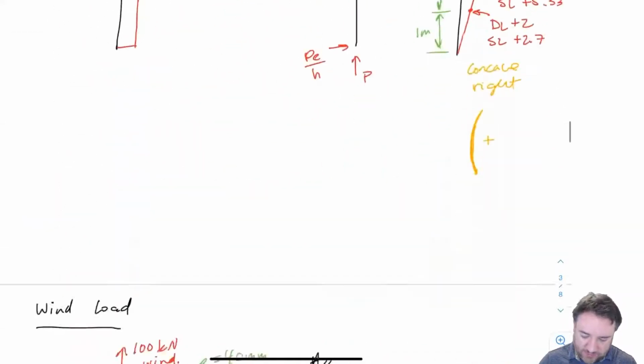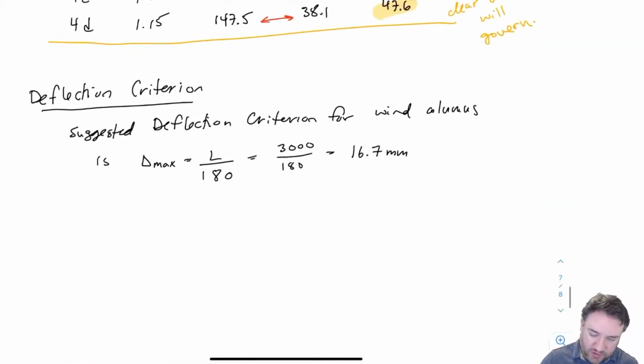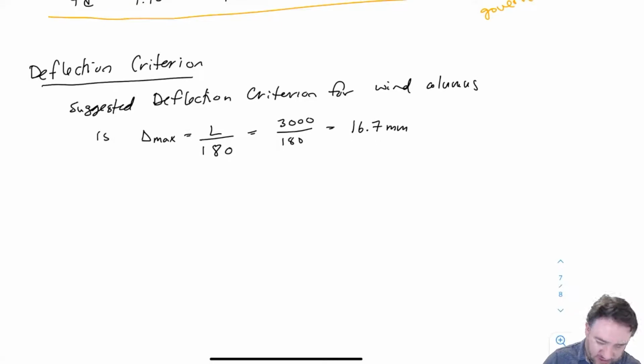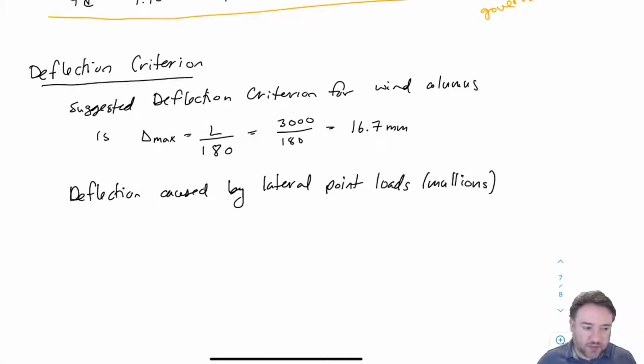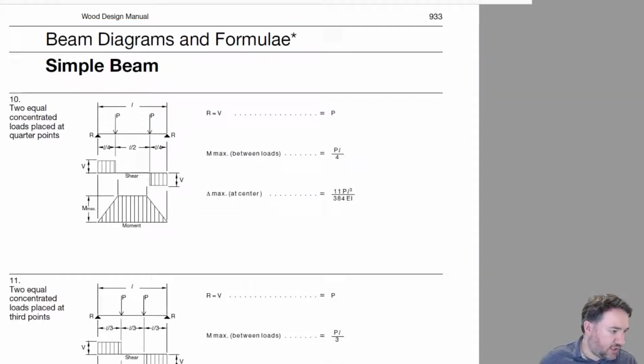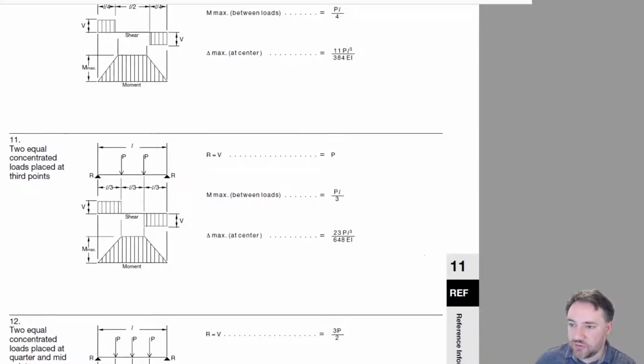For example, I am going to look at the deflection caused by just the lateral loads. If I want to find the deflection for a situation like that, I can go to the standard. For example, I can find here the situation for two equal concentrated loads placed at third points. This is in, not the standard, sorry, but the Wood Design Manual. You can see that we're given the deflection equation for that situation right here. So that's what I'm going to use.